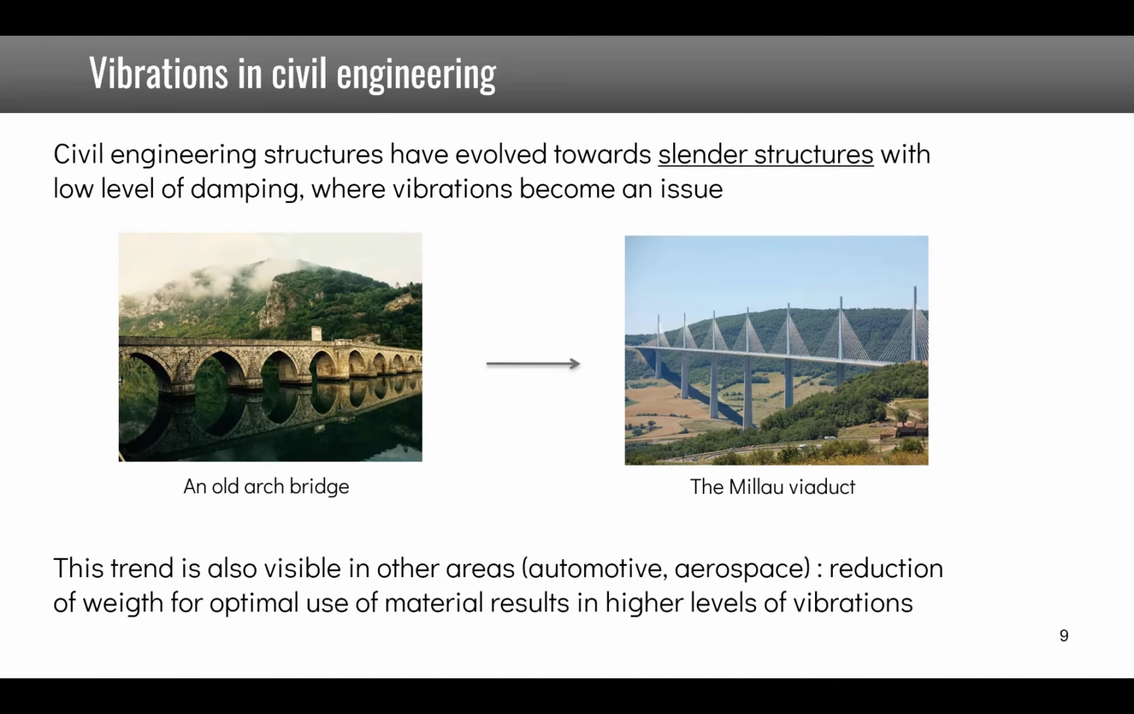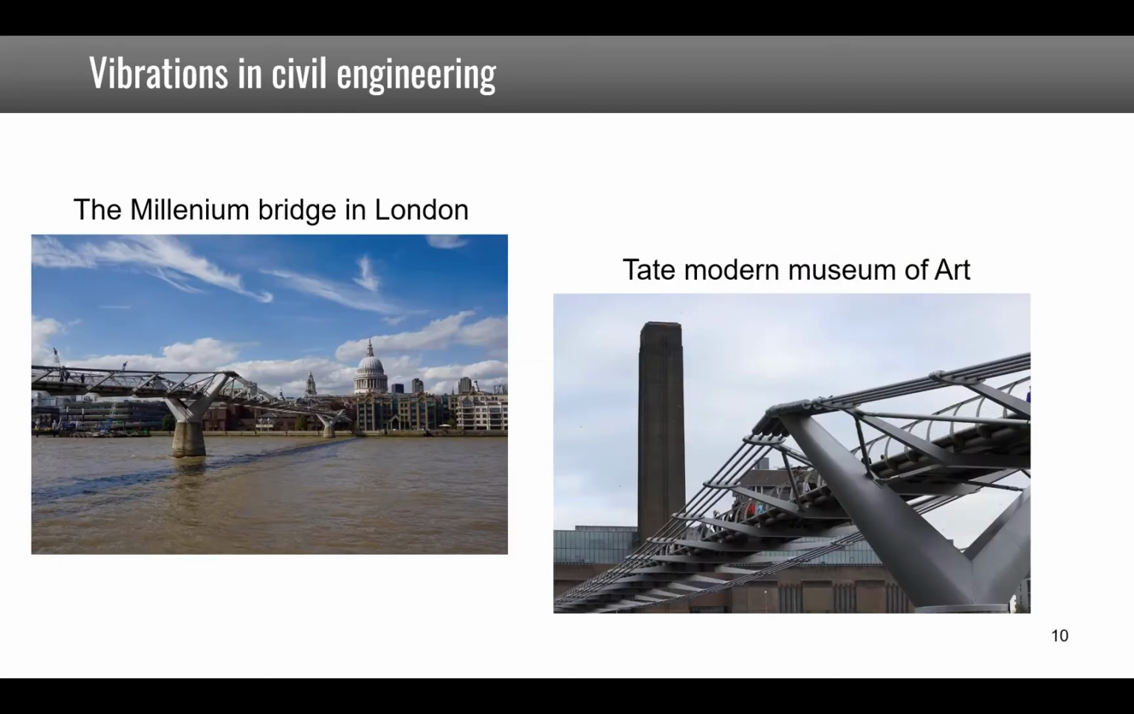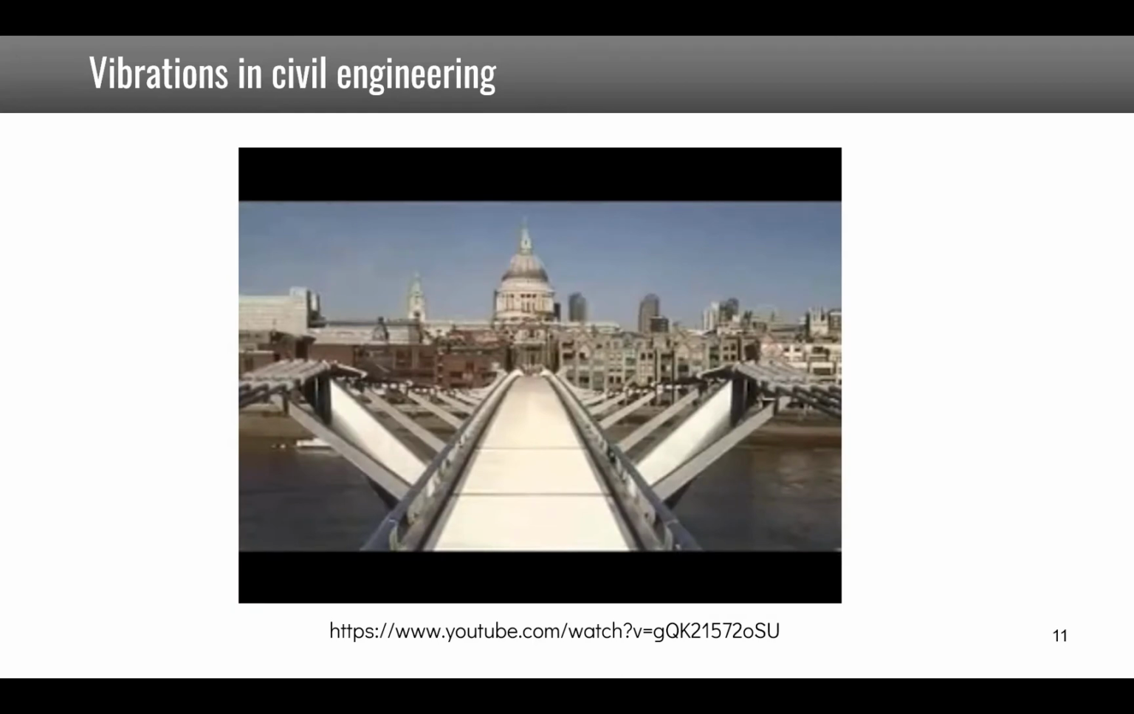This trend is visible in other areas, such as automotive and aerospace, where the reduction of weight for optimal use of materials results in higher levels of vibrations. So let's illustrate vibration problems in civil engineering with a few examples. The first one is the Millennium Bridge in London. This is a pedestrian bridge that crosses the Thames and leads to the Tate Modern Museum of Art. We're going to watch a video of what happened on the opening day of the pedestrian bridge.